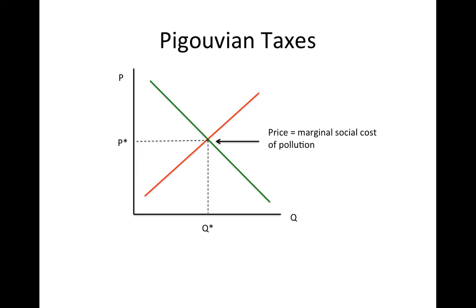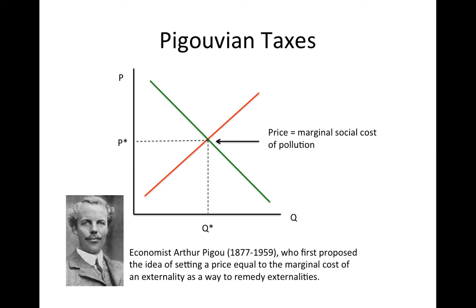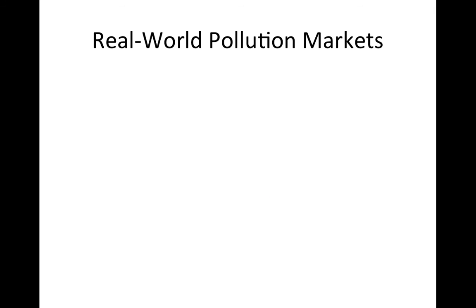When we arrive at a price of an externality that just equals the marginal social cost of the externality, either through a permit trading program or through a taxation scheme, the price is called a Pigouvian tax, named after the economist Arthur Pigou, who first proposed these types of taxes as a remedy for externalities in his book, The Economics of Welfare, published in 1920.